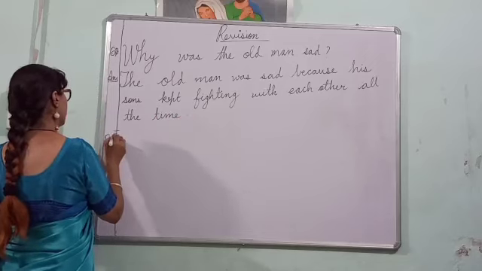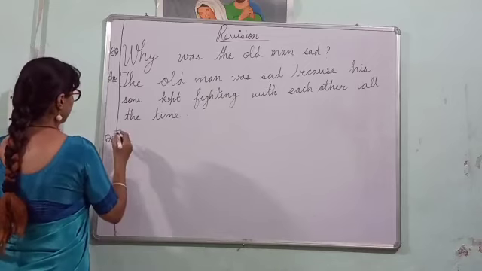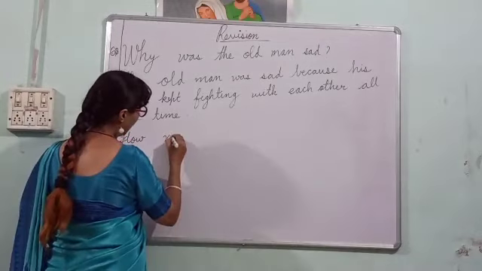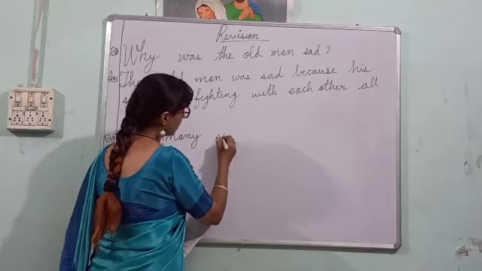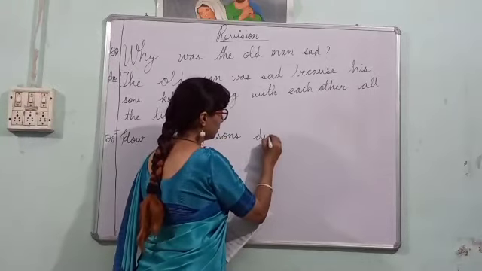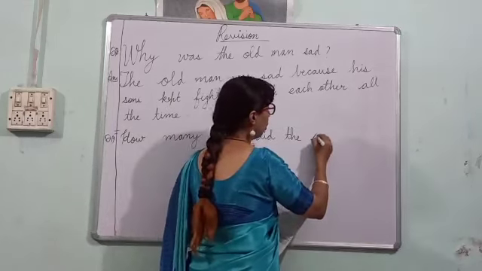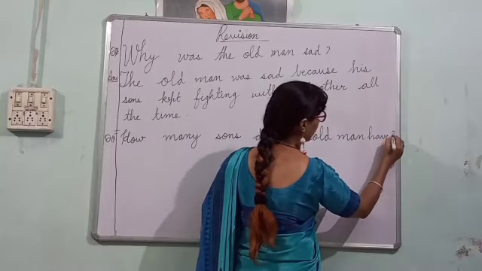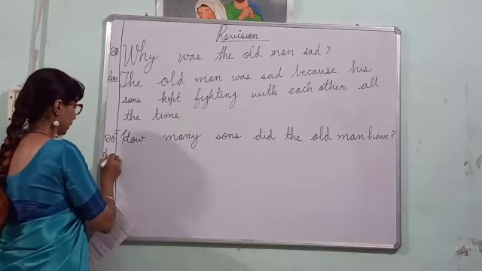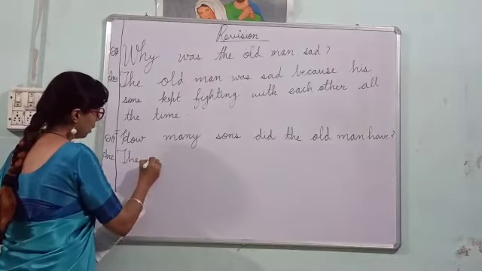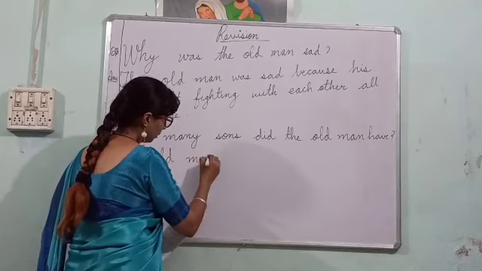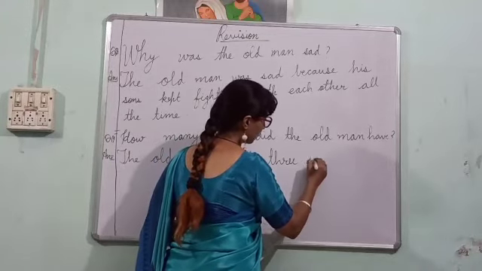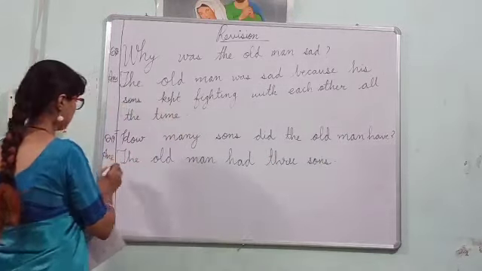Okay, now after that, question number 9. How many sons did the old man have? How many, M-A-N-Y, how many sons did the old man have? Okay. And the answer is the old man had 3 sons. Okay, 3 sons.